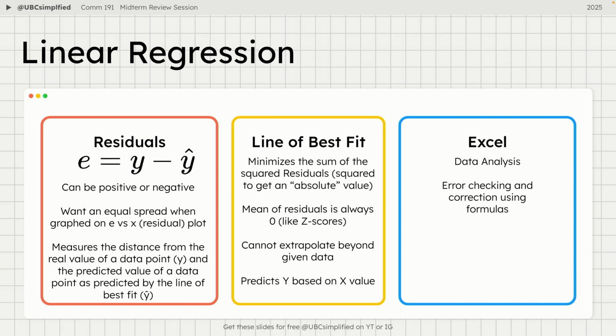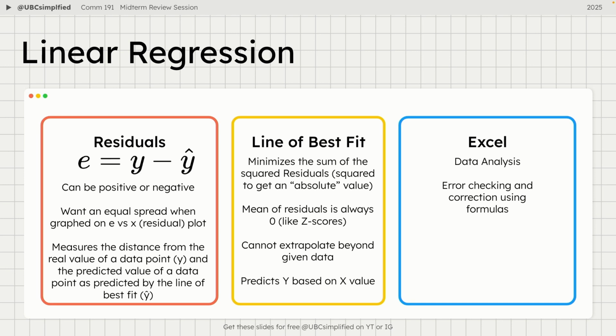All right, so linear regression. Basically, what we're doing is we're using Excel to create a line of best fit which minimizes the sum of the squared residuals. What is the residual? We take the actual y point, y, and we subtract the predicted y point, y hat, and that gives us our residual. It can be positive or negative. We square them, and we add them all up, and whichever line, whichever slope and intercept of line gives us the minimum sum of squared residuals is the one that we use. This is the line of best fit. And the mean of residuals is always 0 for the line of best fit, just like z-scores.